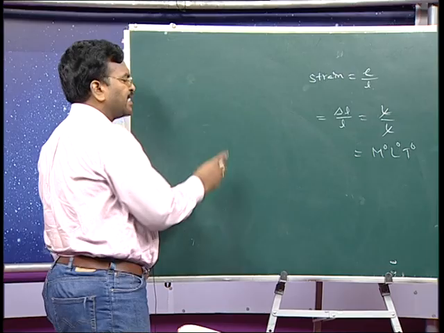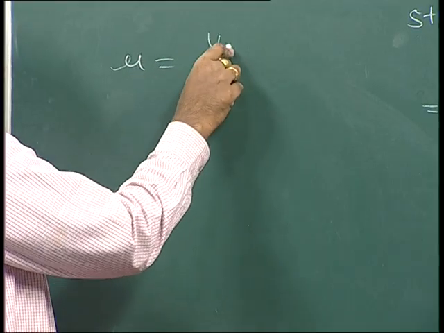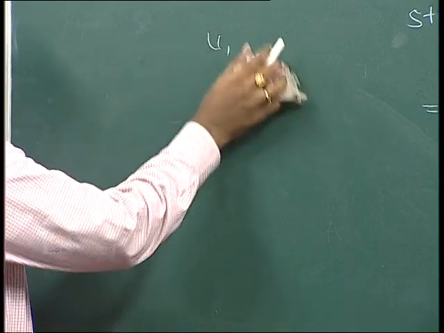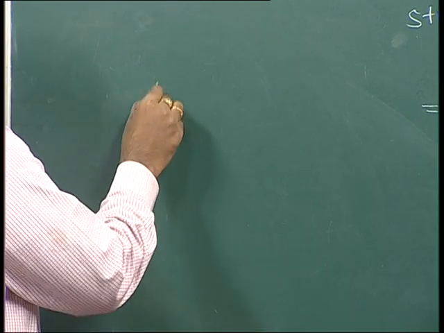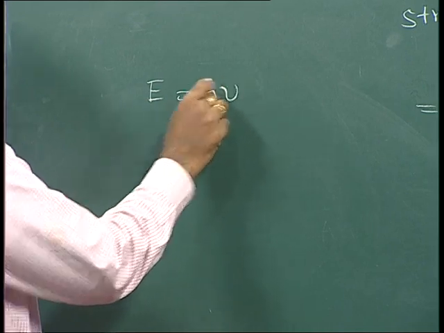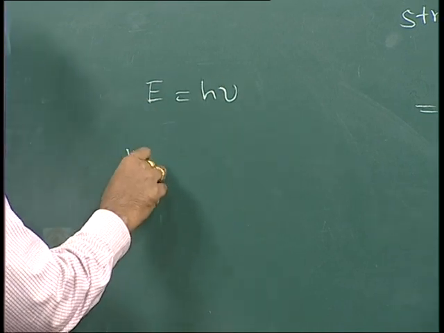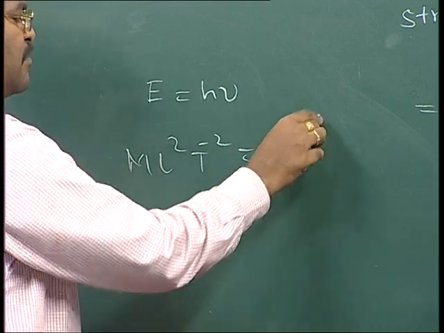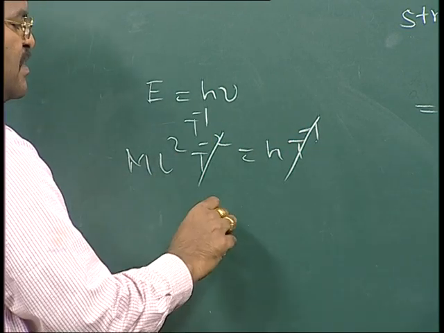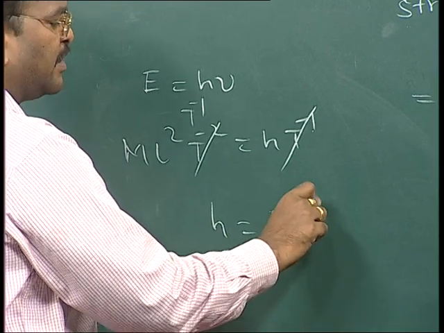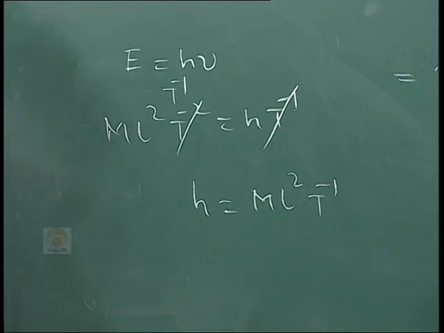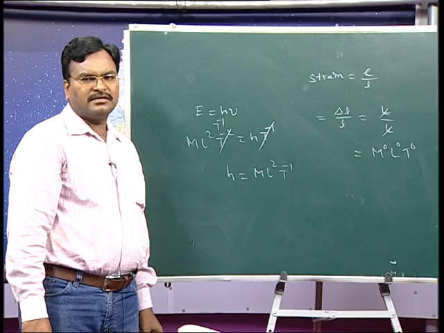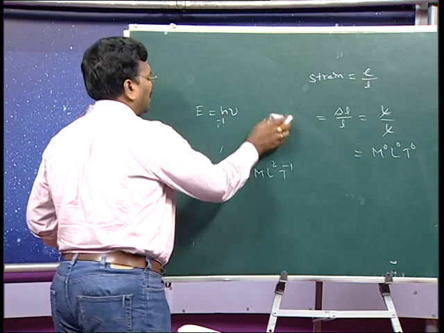And refractive index is sin i by sin r, or ratio of velocities, so there is no dimension formula for refractive index. Planck's constant: what is Planck's constant? E is equal to hν. What is E? Energy, which means ML²T⁻². Frequency is T⁻¹. What we are getting now? T⁻¹ and T⁻¹ get cancelled. Planck's constant is ML²T⁻¹. This is the dimension formula for Planck's constant. So anyhow, you learn all dimension formulas.